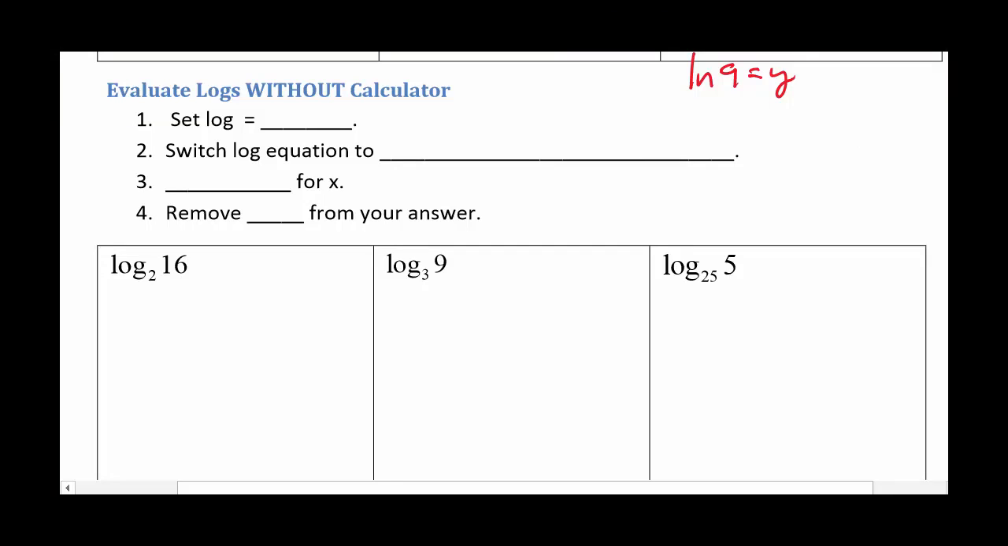So now that we understand how to convert from log form to exponent form, we're going to practice simplifying without a calculator. So again, using our understanding of exponents to simplify some log expressions. So it kind of makes sense in our heads, we're going to set log equal to x, and then we're going to switch the log equation to exponential form. So just practice that process that we just looked at. Then we're going to solve for x and then remove x from our final answer. Let me show you what I'm talking about here.